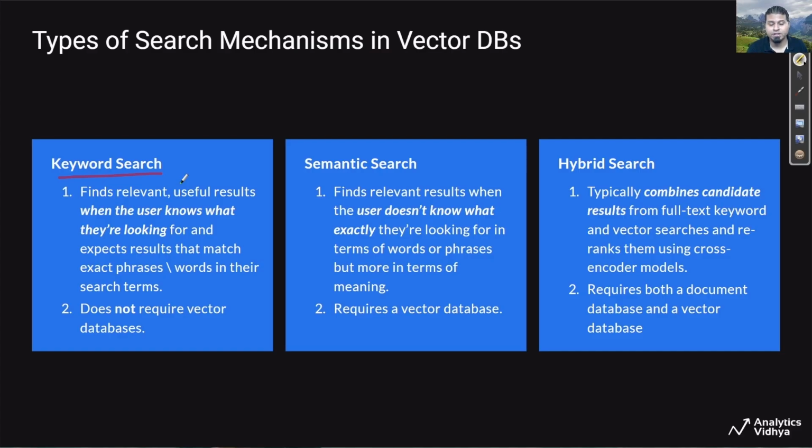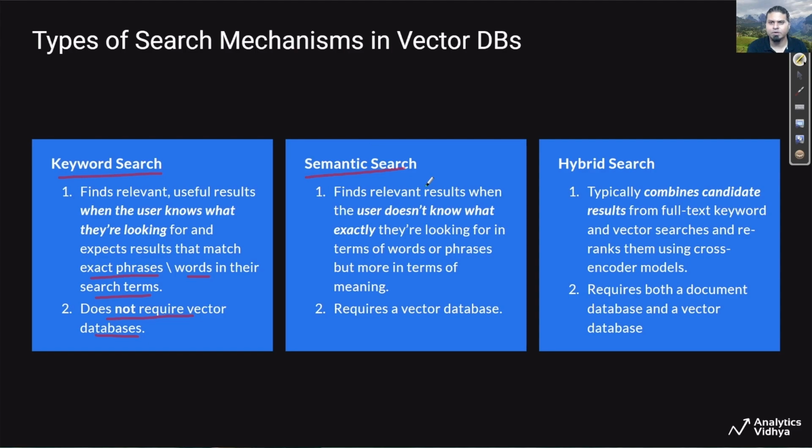So keyword search, as the name suggests, is more keyword driven. It helps in finding relevant results when the user knows exactly what they're looking for in terms of keywords. So the user expects results in terms of documents that match exact phrases or words to their search query. So this does not require vector databases. It's not really embedding based similarity. You're just matching common words and then returning relevant documents.